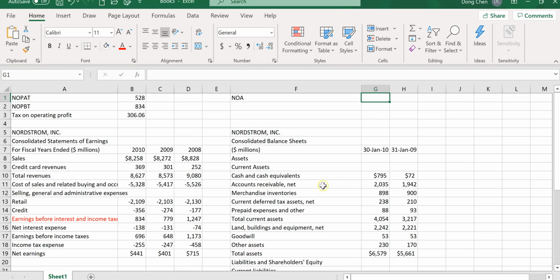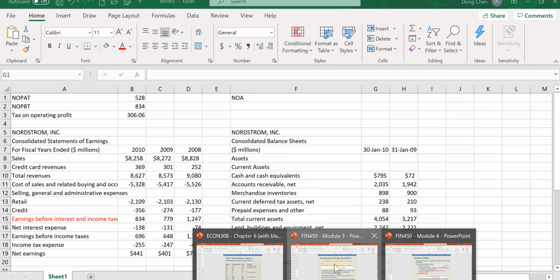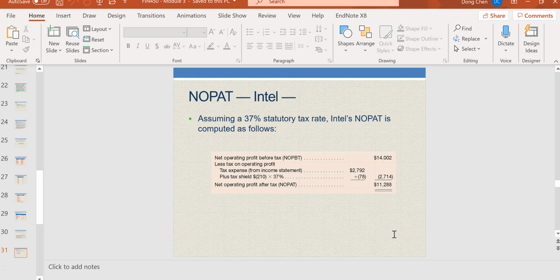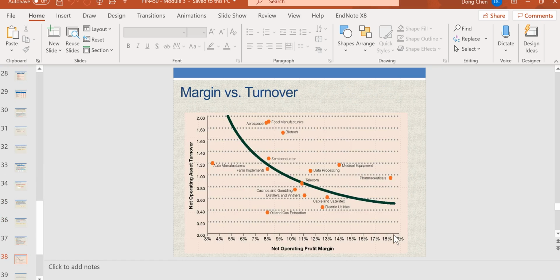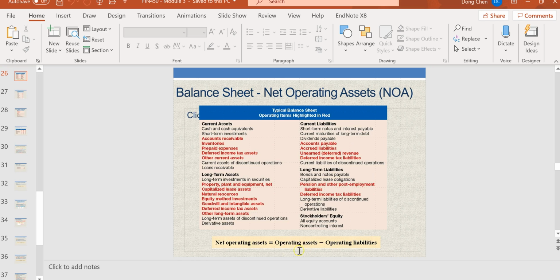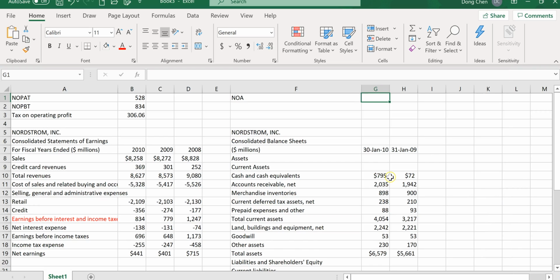So net operating asset, again, if we go back to our formula, turns out to be operating assets minus operating liabilities, right? So how do we differentiate between operating and non-operating assets? Operating assets are basically the assets related to the primary function of a firm, except for the cash. So in this case, we just rule out the cash.